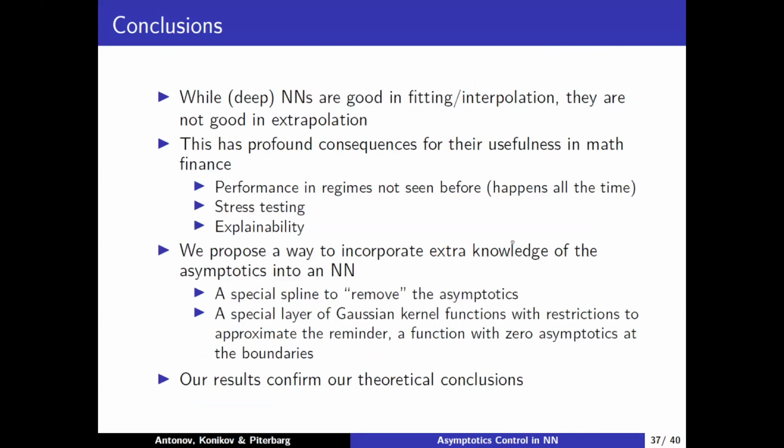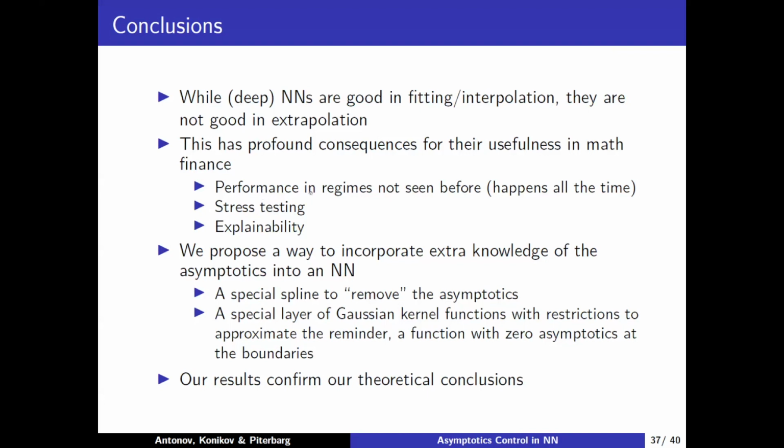So, as a conclusion to this presentation, I would like to repeat certain statements. While deep neural networks are good at fitting interpolation, well, not always interpolation, as we know, sometimes we have some big spikes and big holes. But anyway, they are not good in extrapolation. That's for sure, absolutely nothing prevents them from going out of the function with absolutely uncontrolled rate.